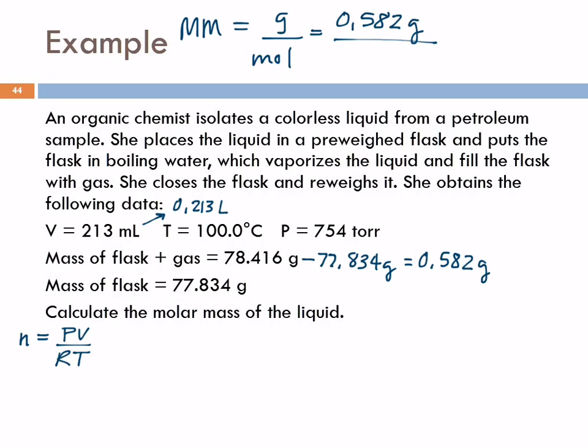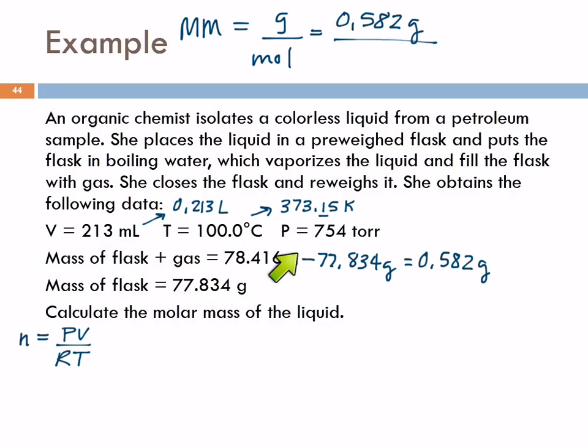This temperature needs to be in kelvins. What's it going to be in kelvins? 373.15 kelvins. Now, because this temperature had 1 decimal place, the Kelvin temperature is going to have 1 decimal place for significant figures.